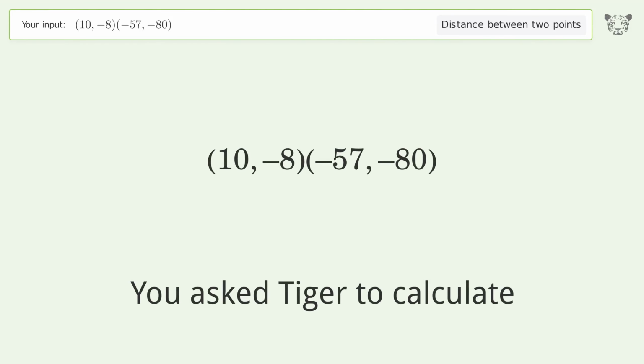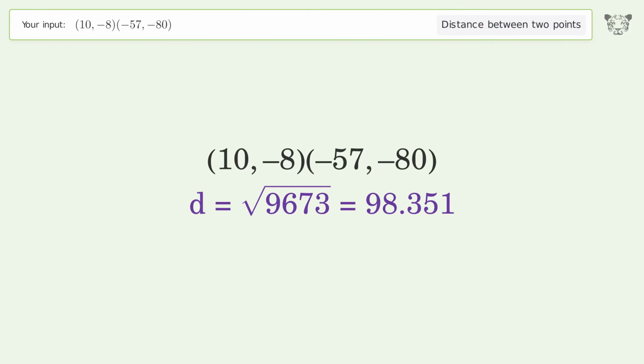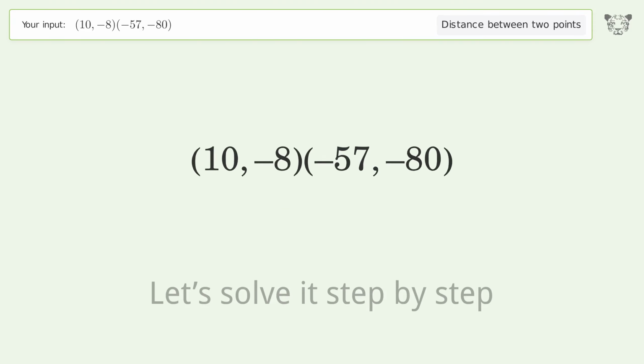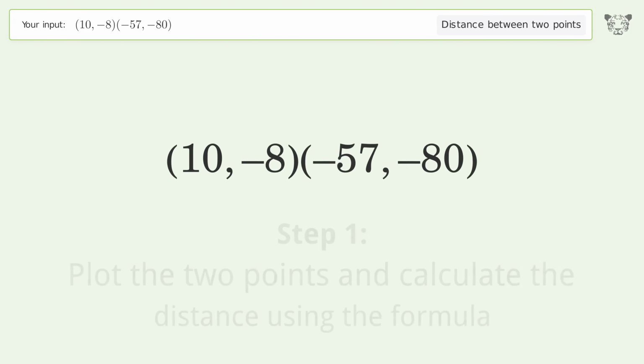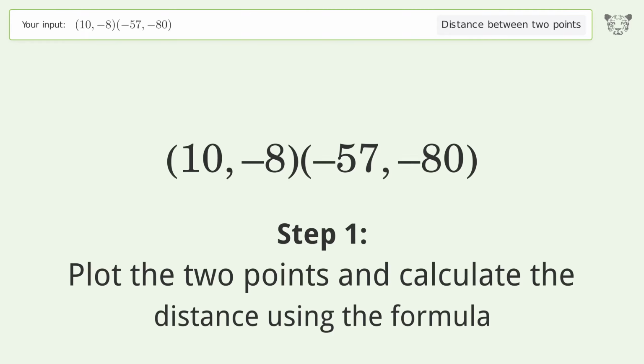You ask Tiger to calculate. This deals with the distance between 2 points. The distance between the 2 points is the square root of 9,673 or 98.351. Let's solve it step by step. Plot the 2 points and calculate the distance using the formula.